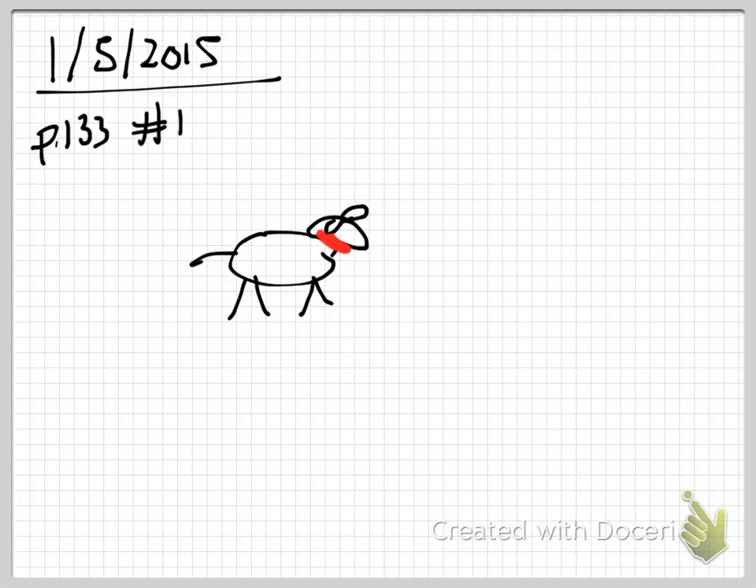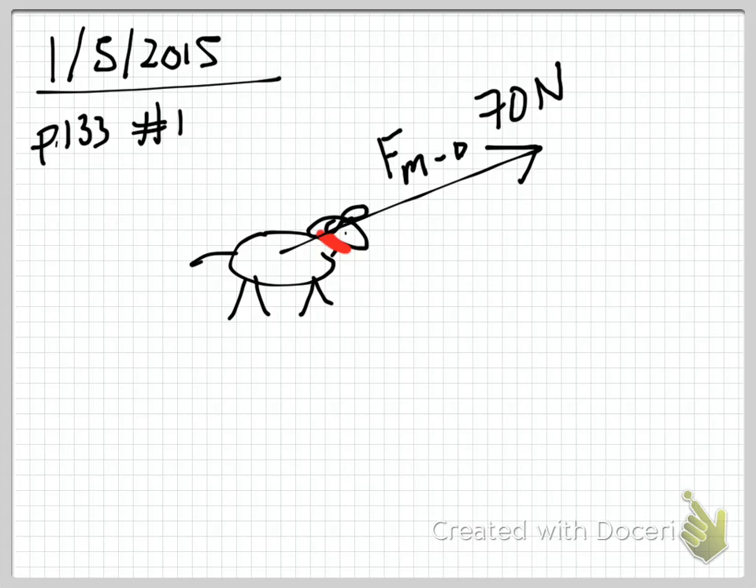A man is pulling on his dog with a force of 70 newtons directed at an angle of 30 degrees above the horizontal. So when we do our force diagram, there is the force on the dog. And we could say force of man on dog, and this is 70 newtons. And this angle theta is 30 degrees. Not 300 degrees, 30 degrees.